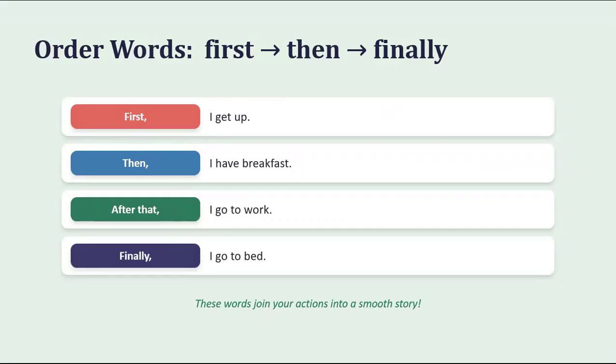So when you have to explain your routine, how would you explain this? Like, first I get up, then I have breakfast, after that I go to work, and finally I go to bed. This is the best way to explain things, and you will use these terms like first, then, after that, and finally. These words join your actions into a smooth story.